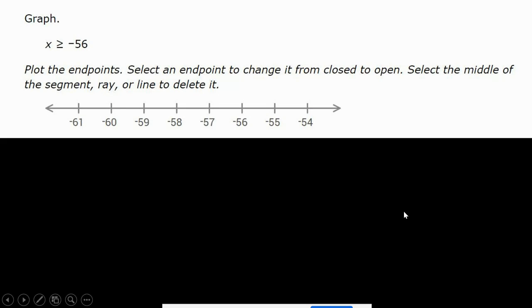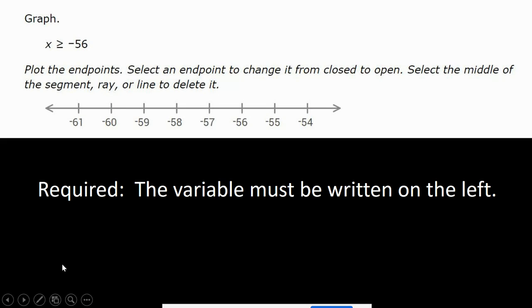Okay, again, I'm going to keep reminding myself, variable must be written on the left. It is. But in this case, there is an equal sign. So again, there's always two things I'm looking for. Is there a variable on the left? And is there an equal sign? So yes, the variable is on the left, and yes, there's an equal sign.